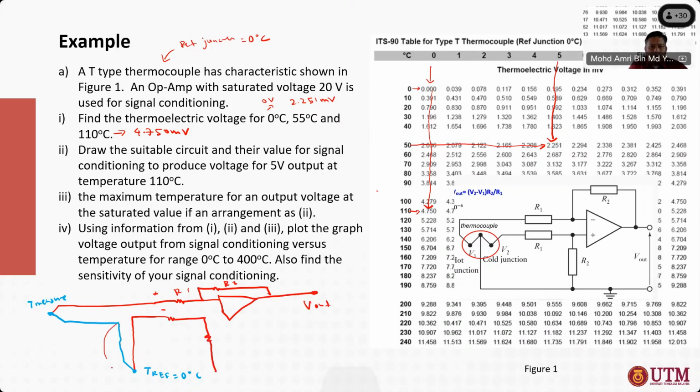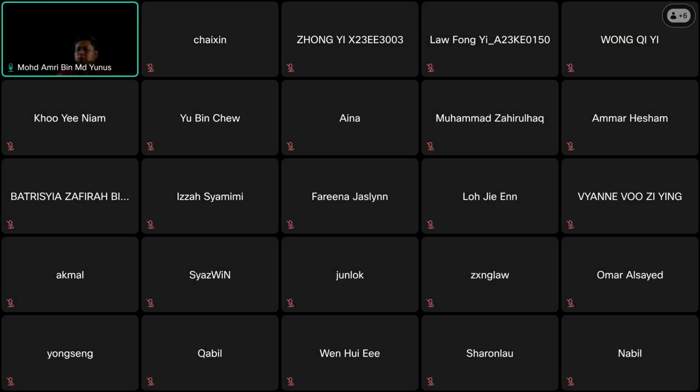So the circuit will basically look like this. So we will stop here and just some announcement.